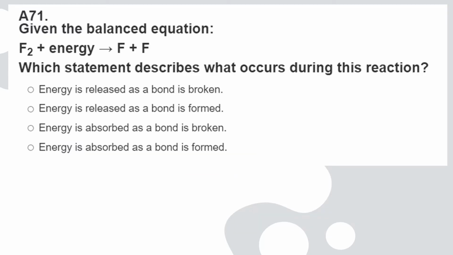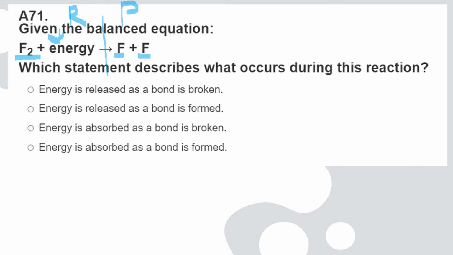All right, let's look here. This is just kind of a review. What happens during this reaction? So look, I started with F2 together. I added energy in, and then I ended up with F and F, so separated. So first of all, energy is on this side. Here's my arrow. So it is on the reactant side.